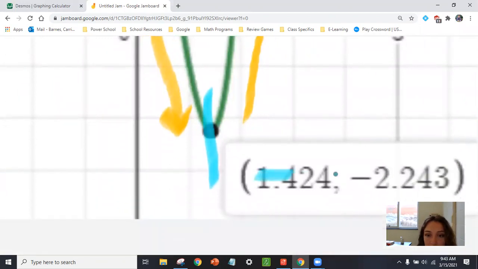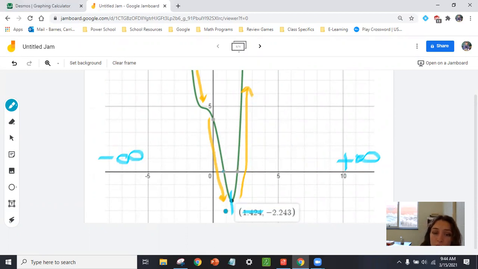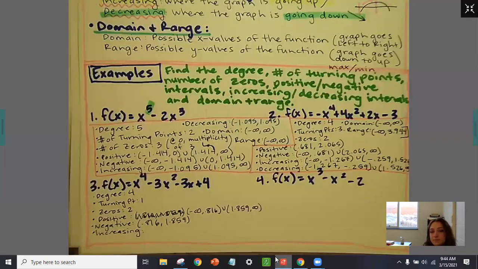and that's happening at 1.424. So it's decreasing from negative infinity until then, and then from that point until positive infinity. Remember, we're only looking at the x-axis, so this is positive infinity over here, and this is negative infinity over here. So from negative infinity up until 1.124, then from 1.124 to positive infinity. So from 1.1424 to positive infinity, that's where it's increasing.